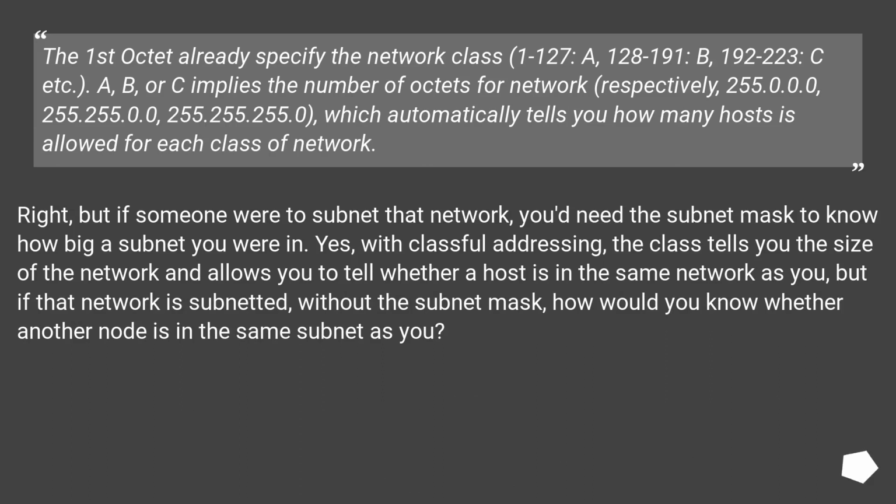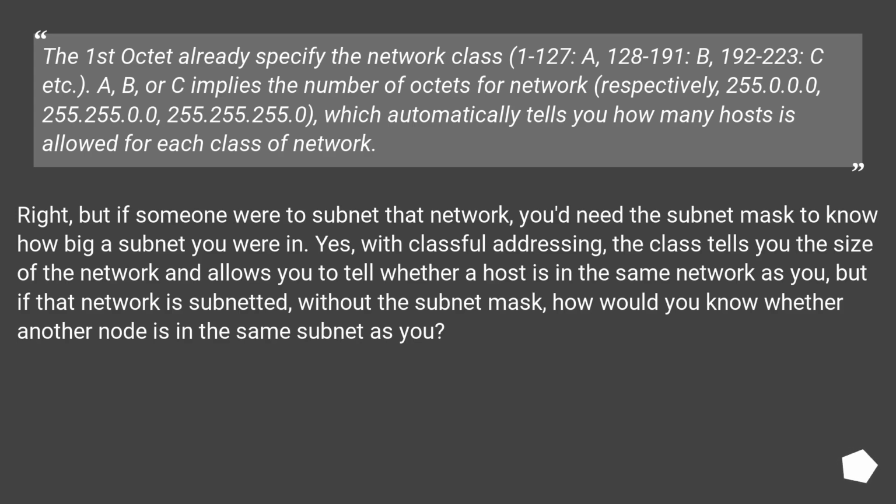The first octet already specified the network class: 1 to 127 is A, 128 to 191 is B, 192 to 223 is C, etc. A, B, or C implies the number of octets for the network, respectively: 255.0.0.0, 255.255.0.0, 255.255.255.0, which automatically tells you how many hosts are allowed for each class of network.